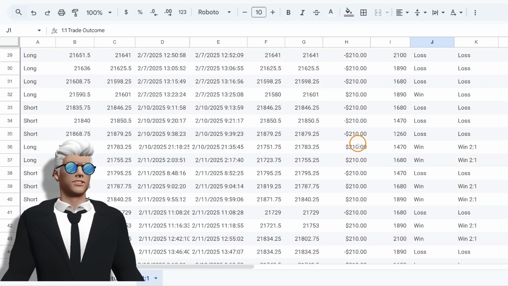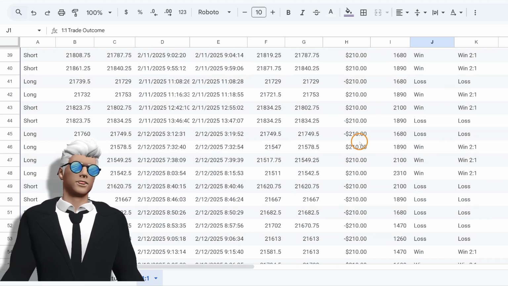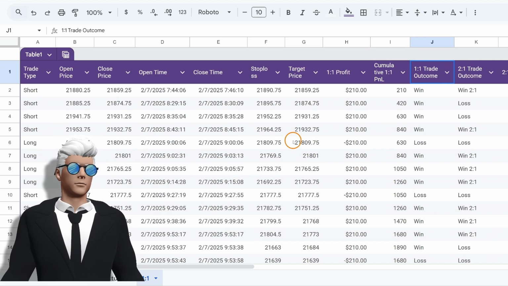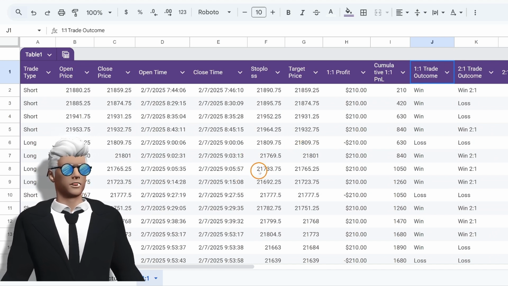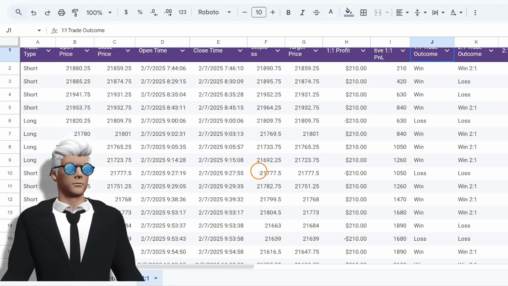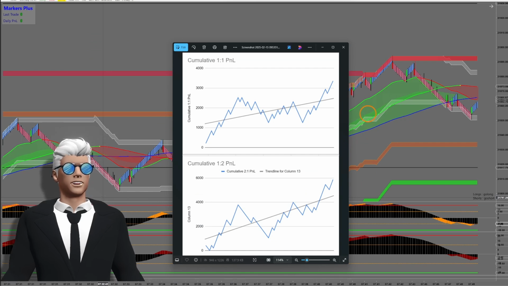I went ahead and traded both and marked out both the wins and losses for not just the 1-to-1 but the 2-to-1 risk reward ratios. I used a 42 tick stop loss, and so my targets were either 84 ticks or I used a 42 tick take profit level. Now let's look at the P&L graph.